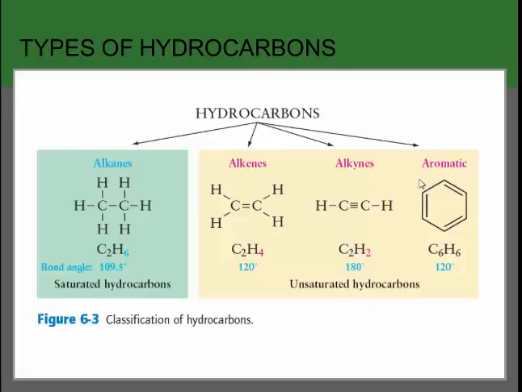And a fourth class, called aromatic, are those hydrocarbons that have this structure. And we'll talk more about this structure later on in the chapter. Essentially, it has a 6-membered ring and 3 double bonds in it.